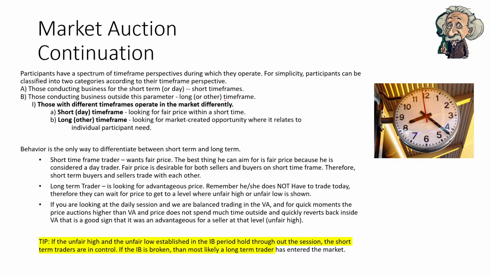The bottom tip, this is very important that you guys understand if you are waiting for initial balances. If the high and low established in the IB period hold throughout the session, the short-term traders are in control, and if the IB is broken, that means other time frame participants joined the auction during, let's say, the 30 minute or 1 hour time frame from the cash open at 9:30.